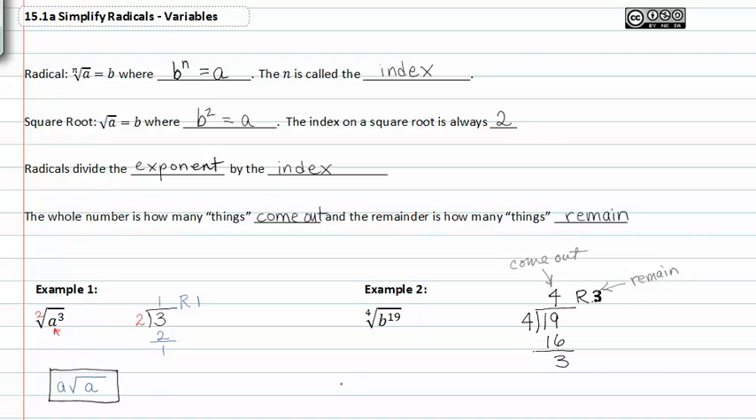So, B times B times B times B are the number of b's that come out, and the number that remain are B times B times B. Notice that the remainder is 3 b's, and the part that comes out is 4 b's. The way you can write this in a much simpler way, so you can write it just like exponential notation, is b to the fourth, fourth root of b to the third. And that is your simplified radical for example 2.